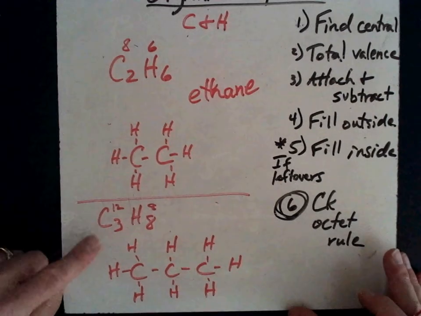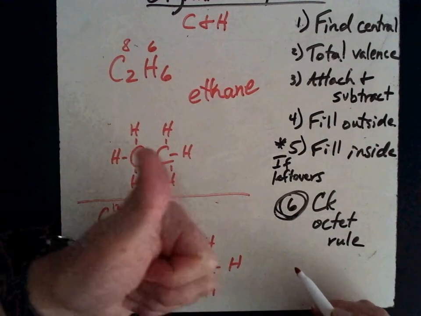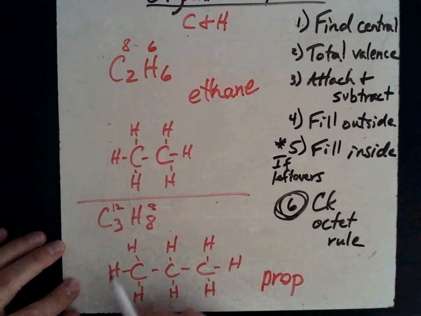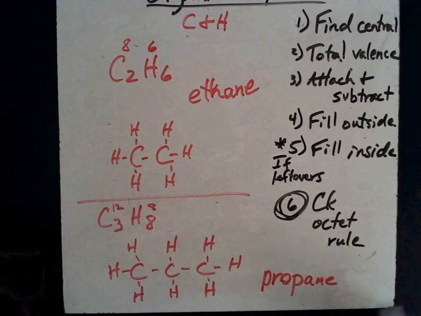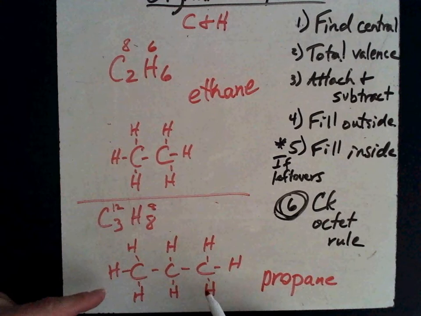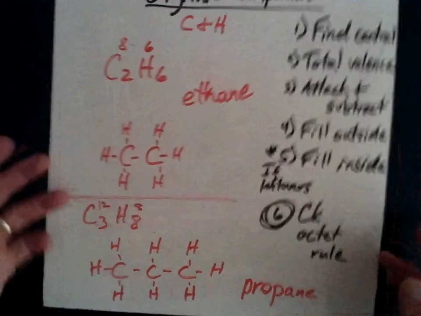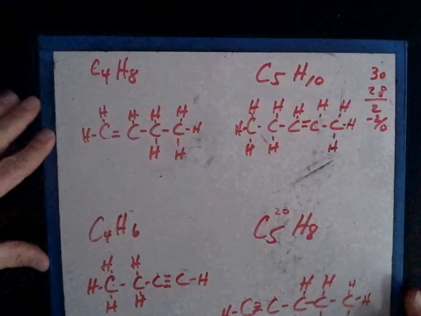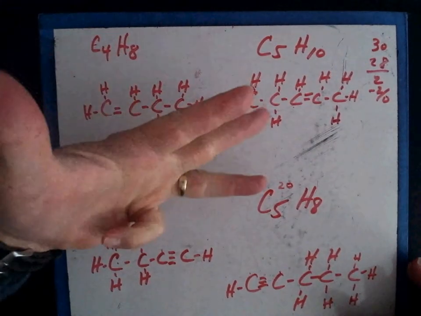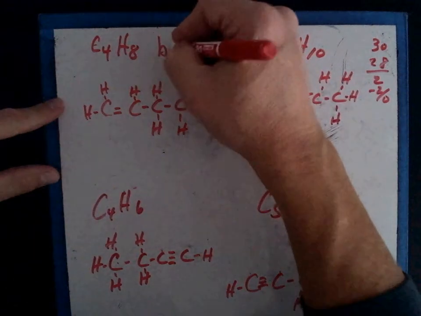Check this one. 3 carbons, meth, eth, prop. So it's prop. Look at the picture. All single bonds. There's propane. Oh, that's what the molecule propane looks like when you cook with it. Okay? Propane. All right? Let's look at some of the other pictures that we did. All right? Let's look at this one. C4H8, meth, eth, prop, bute. That's bute. That's the beginning of the word because it has 4 carbons.